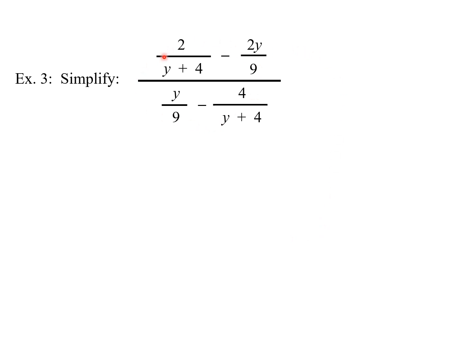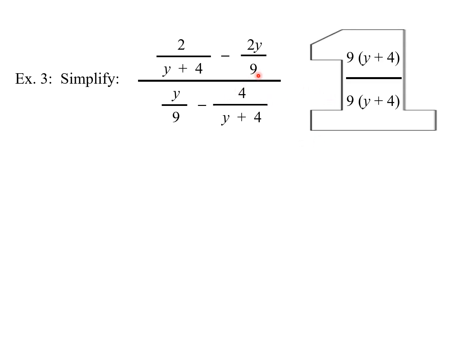Okay, now let's simplify this. All right, so I'm going to multiply it by a fancy form of 1. And the common denominator in this case will just be 9 times the quantity y plus 4. Okay, that will cancel out top and bottom. All right, now the first one, 9 times quantity y plus 4 times 2. The y plus 4s will cancel themselves out, and I'm just left with 2 times 9, which is 18. Minus 2y over 9 times this. Now, the 9s are going to cancel out this time, and we'll be left with 2y times the quantity y plus 4.